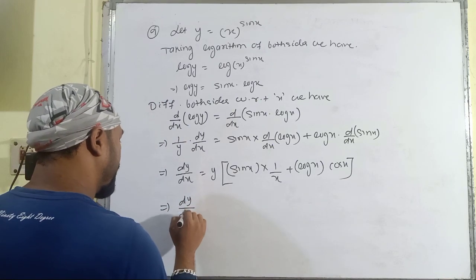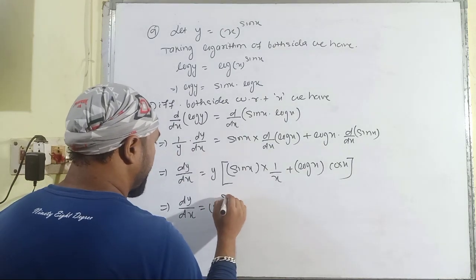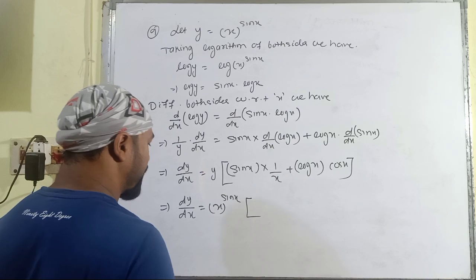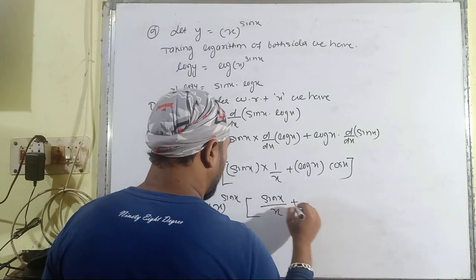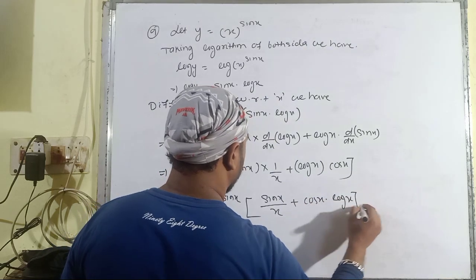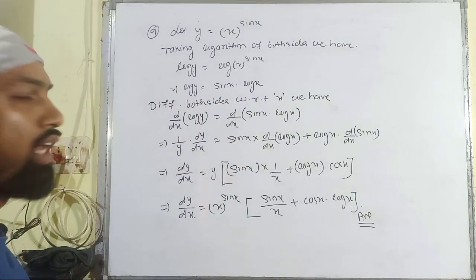Then differentiation of y with respect to x, the value of y is here x to the power sin x multiplied with the unchanged term present in the right hand side, it is sin x divided by x plus cos x multiplied with log x, and this will be the answer for the problem number 9.